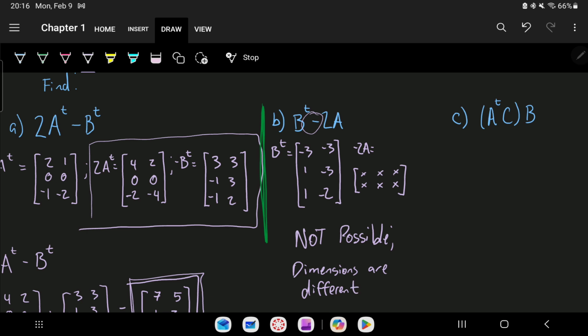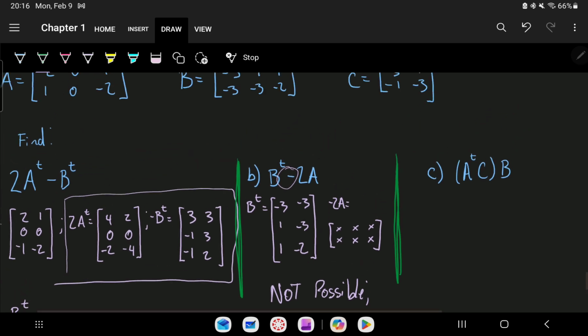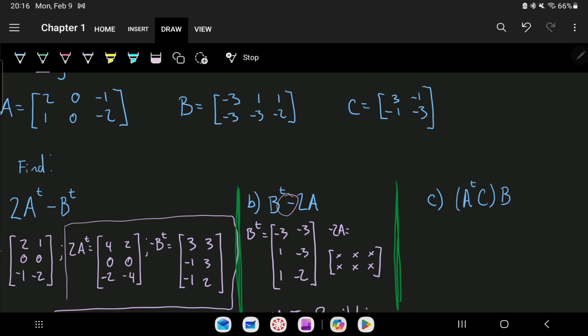You can work out what -2A is just for practice, but I am a fan of not doing more work than I need to when I notice that that's the case. So let's just move on to the last one. The last one, we have A transpose times C, all of that times B. So let us work one by one.